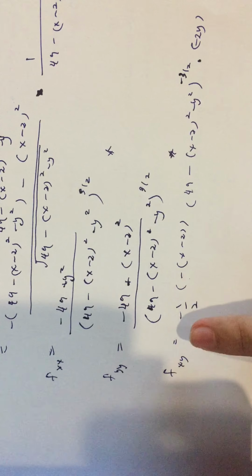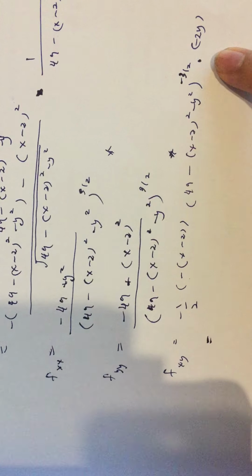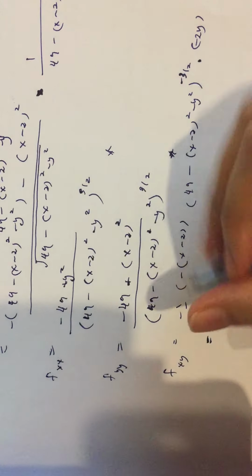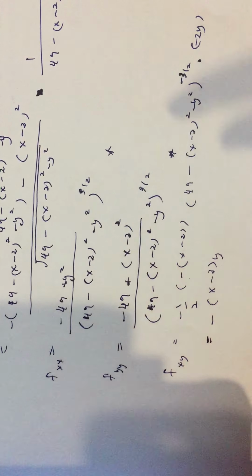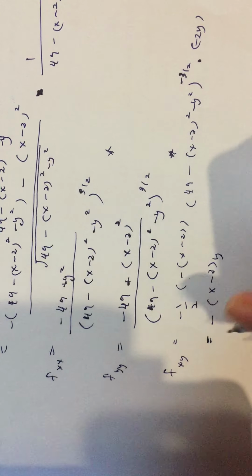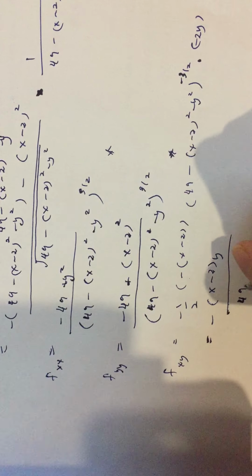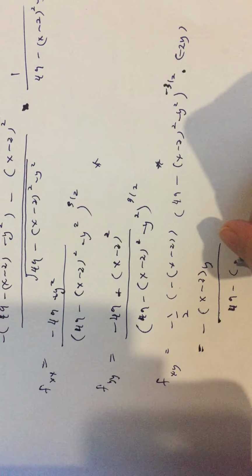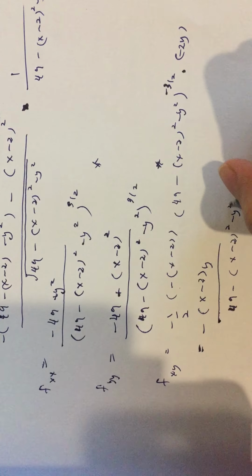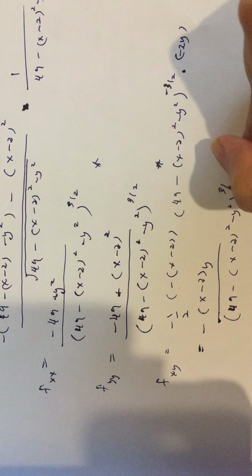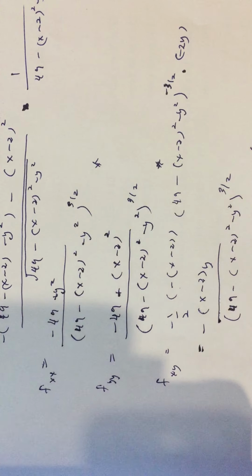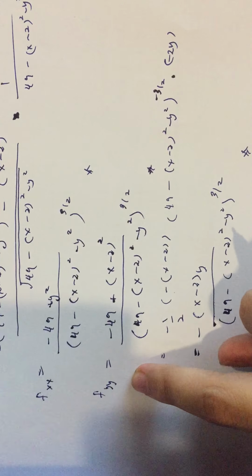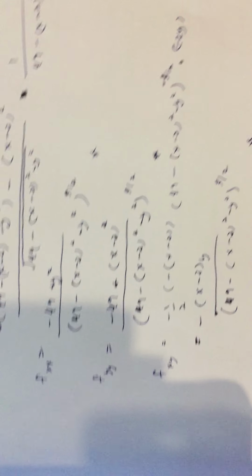So this one, the negative cancel, but then we have this negative, so we have negative, and then these two cancel, so we are left with negative (x minus 2) times y, and then divided by 49 minus (x minus 2) squared minus y squared to the power of 3/2. Okay, now we already have fx, fy, fxx, fyy, and fxy.